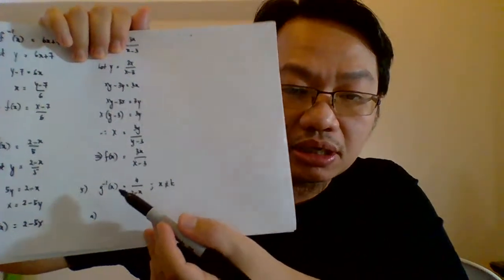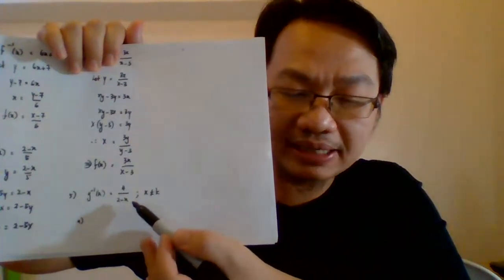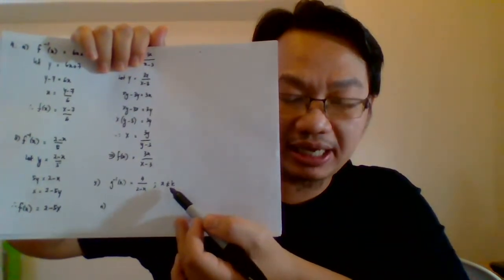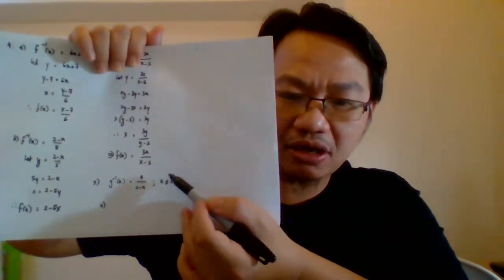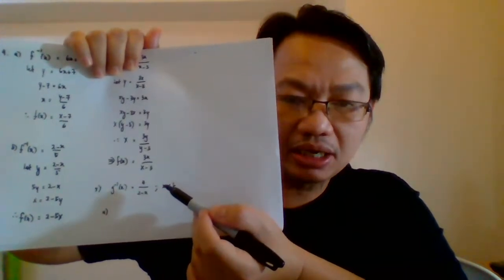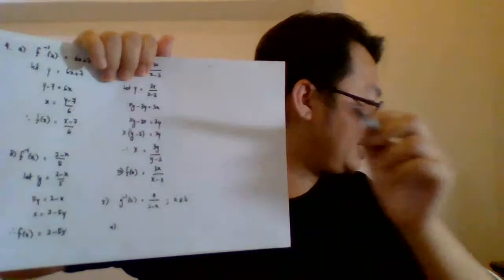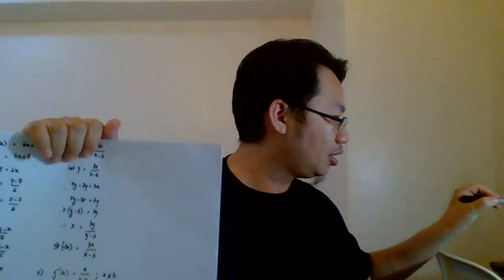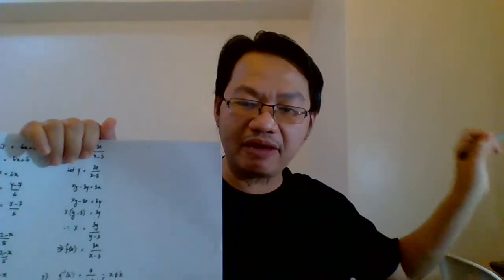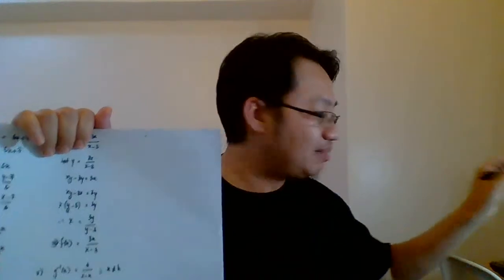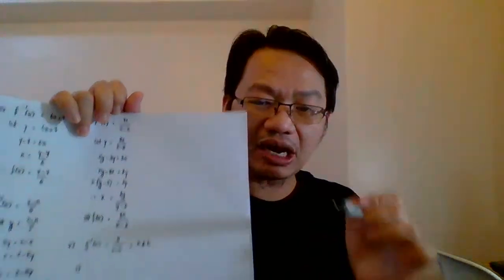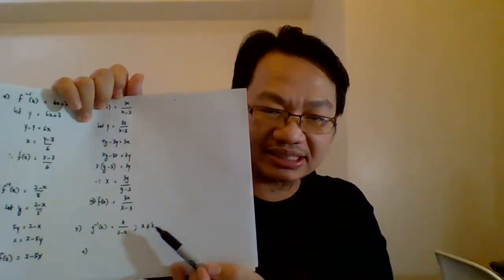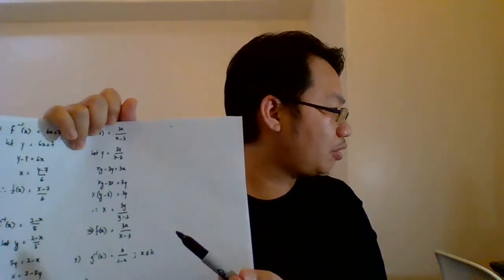Alright, so now, the g inverse is given as 4 over 2 minus x, where x cannot equal k. What does this mean? What is the meaning of this? x cannot equal k. Every time, if you look properly at our questions, from question number 1, 2, 3, 4, every time we have a function in terms of a fraction, a fraction function, it always states like this, that x cannot equal to some number, whatever number.